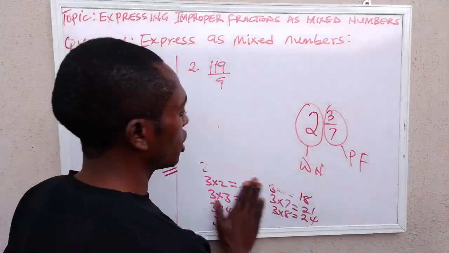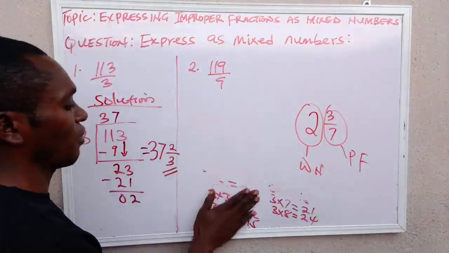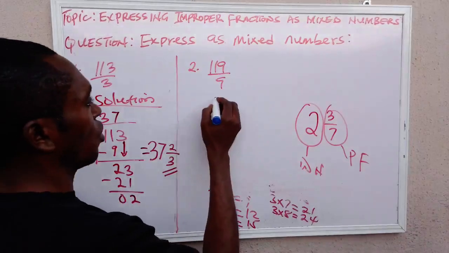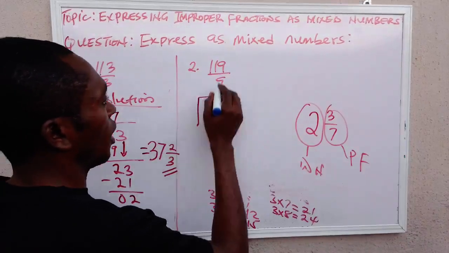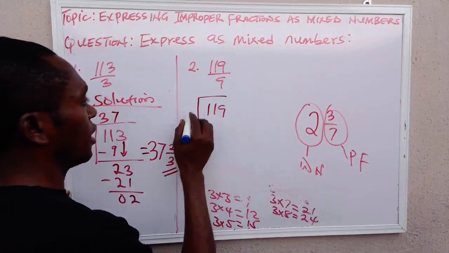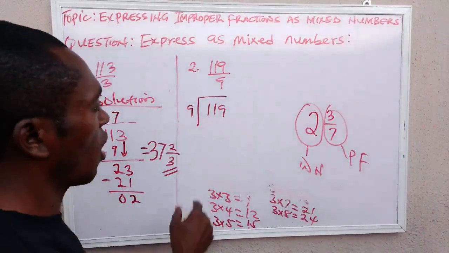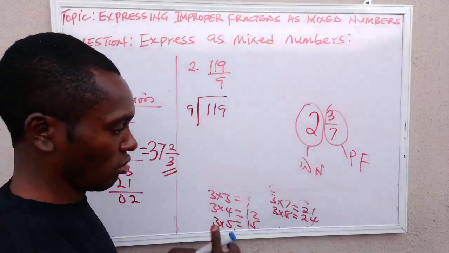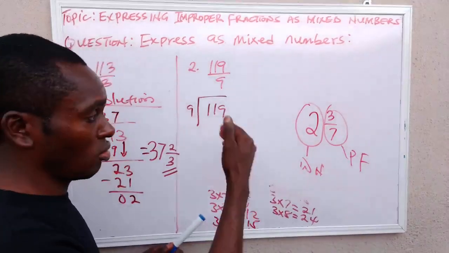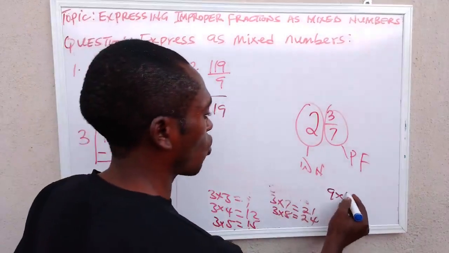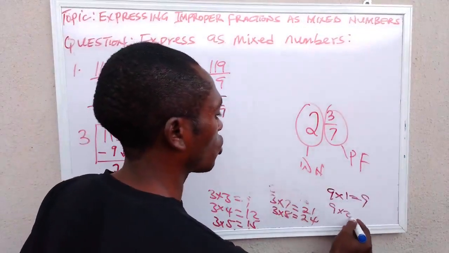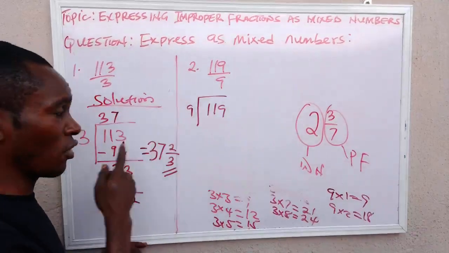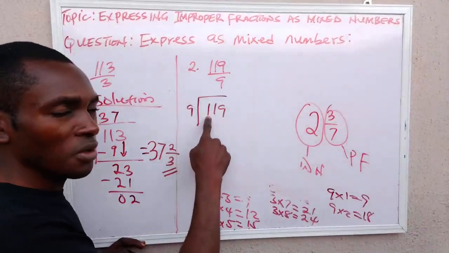Now, the same method you apply here. If you have 119 inside, then 9 outside. Now, how many 9s are in 11? If you say 9 times 2, that will give 18. So we only have 9 times 1 is 9. 9 times 2 is 18. So you see, 18 is bigger than 11, because don't forget what I said here.